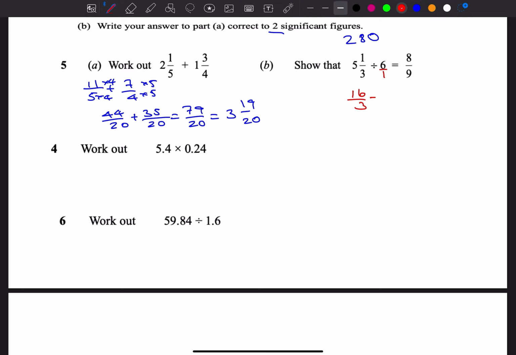Divided by 6 means times it by 1 over 6. 6 means 6 over 1, so that's by that. 16 over 3 times 1 over 6 is 16 over 18. Simplify it. 8 over 9. It can't be written as a mixed fraction. That's it.